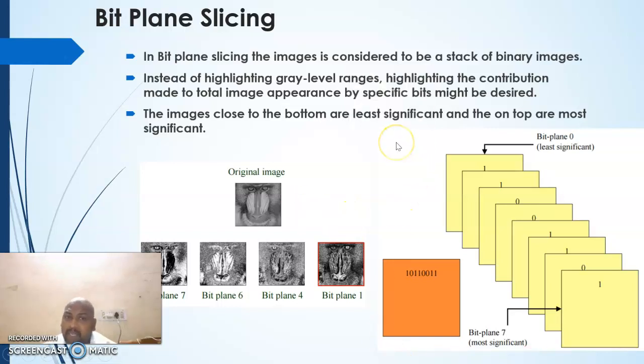And finally we can see bit plane slicing. In bit plane slicing, the image is constructed by a stack of binary images. The images are differentiated according to the gray intensity and represented as different bit planes. After differentiating, we analyze which bit planes are not significant, and then we can remove them. This is bit plane slicing.